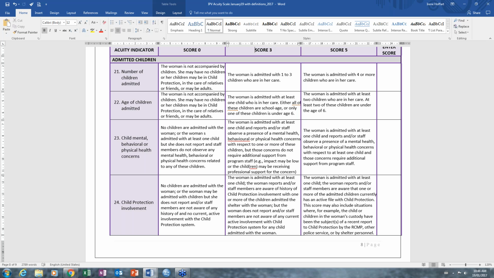Essentially, for a score of 3, she has children, and only one of them is under the age of 6, or she has no children under the age of 6. A score of 5 is now she could have 5 kids, at least 2 children is what the scale asks for, and at least 2 of them are under the age of 6. She could have 5 kids, 3 of them school age, but 2 under the age of 6. Or she could have only 2 kids and both of them under the age of 6. That would still be a score of 5.